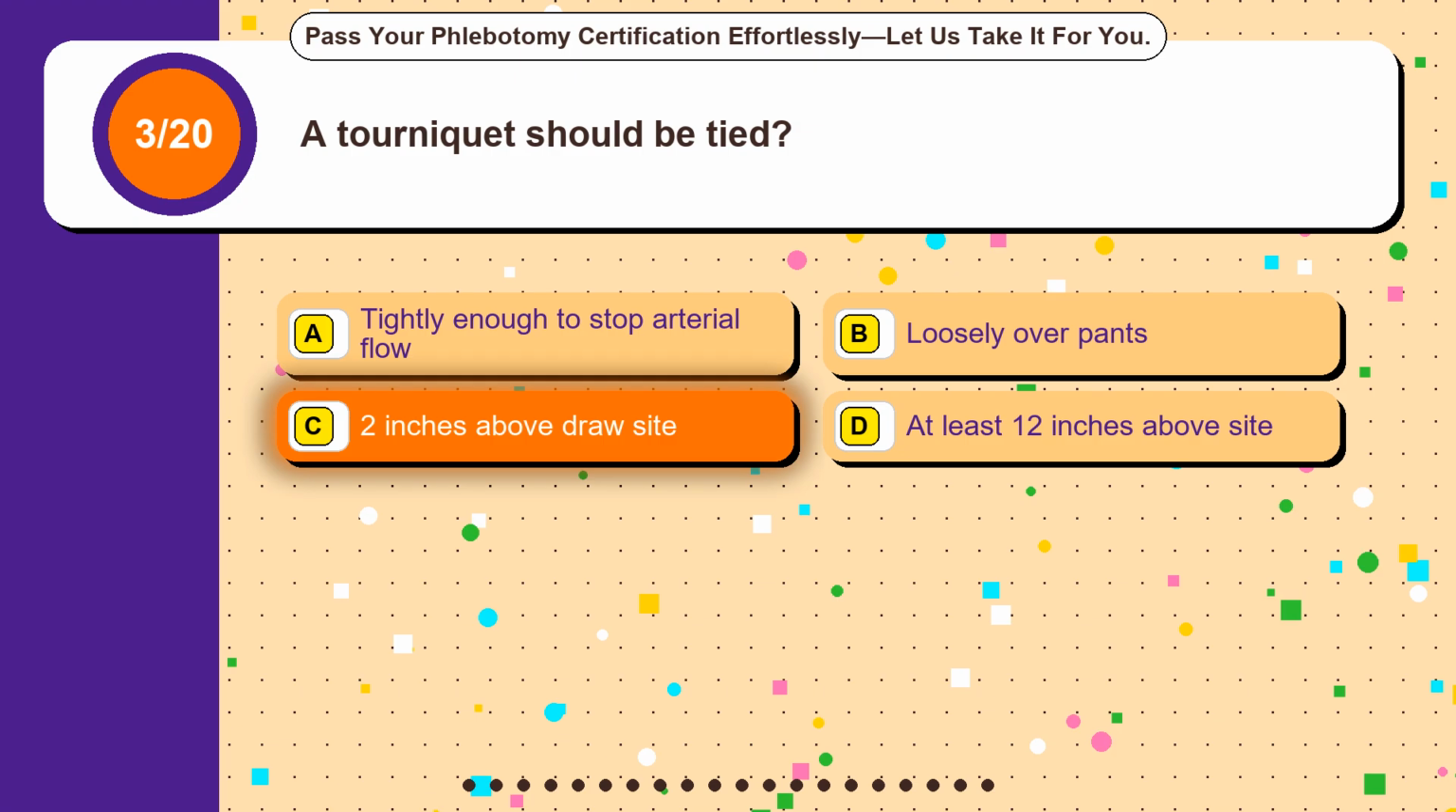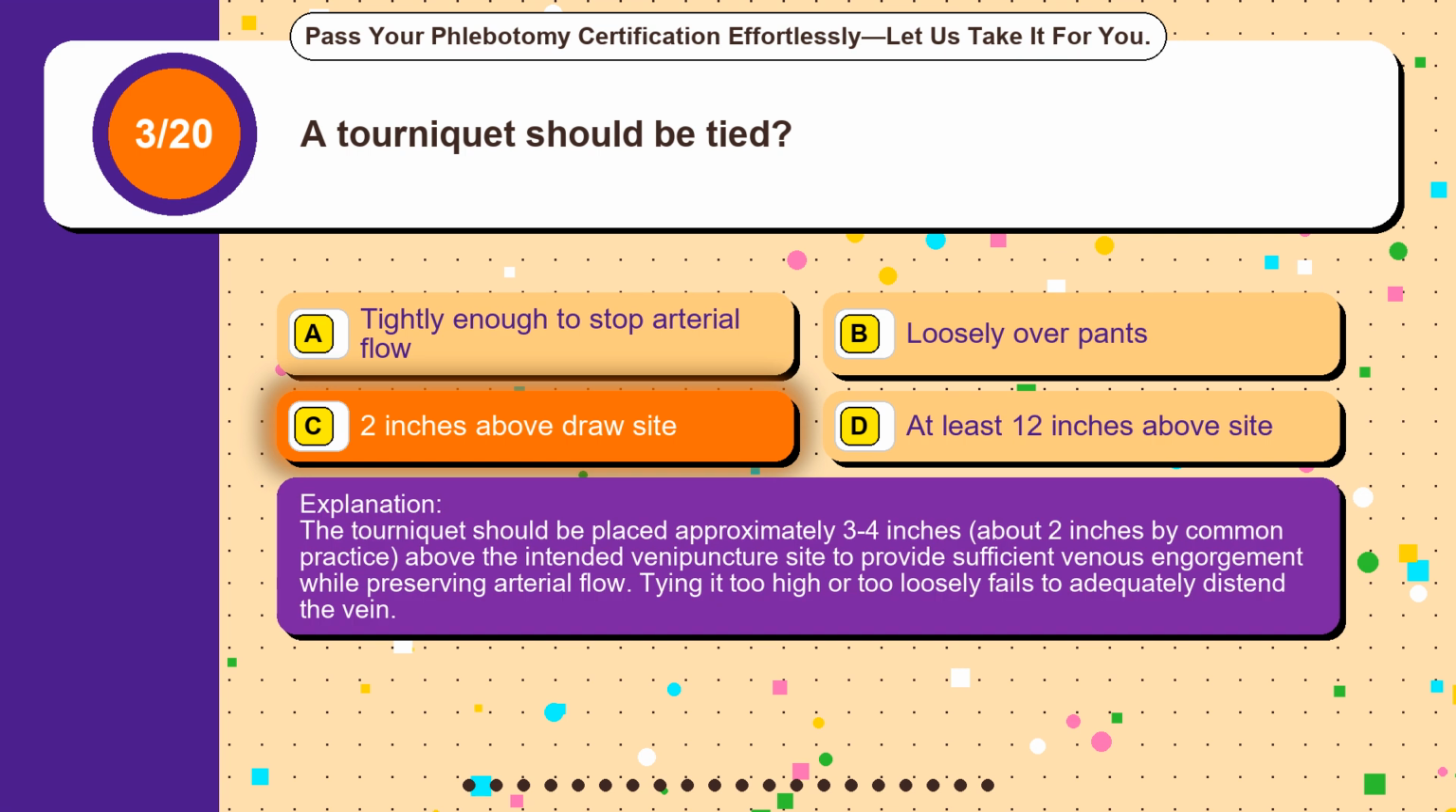2 inches above draw site. The tourniquet should be placed approximately 3 to 4 inches, about 2 inches by common practice, above the intended venipuncture site to provide sufficient venous engorgement while preserving arterial flow. Tying it too high or too loosely fails to adequately distend the vein.